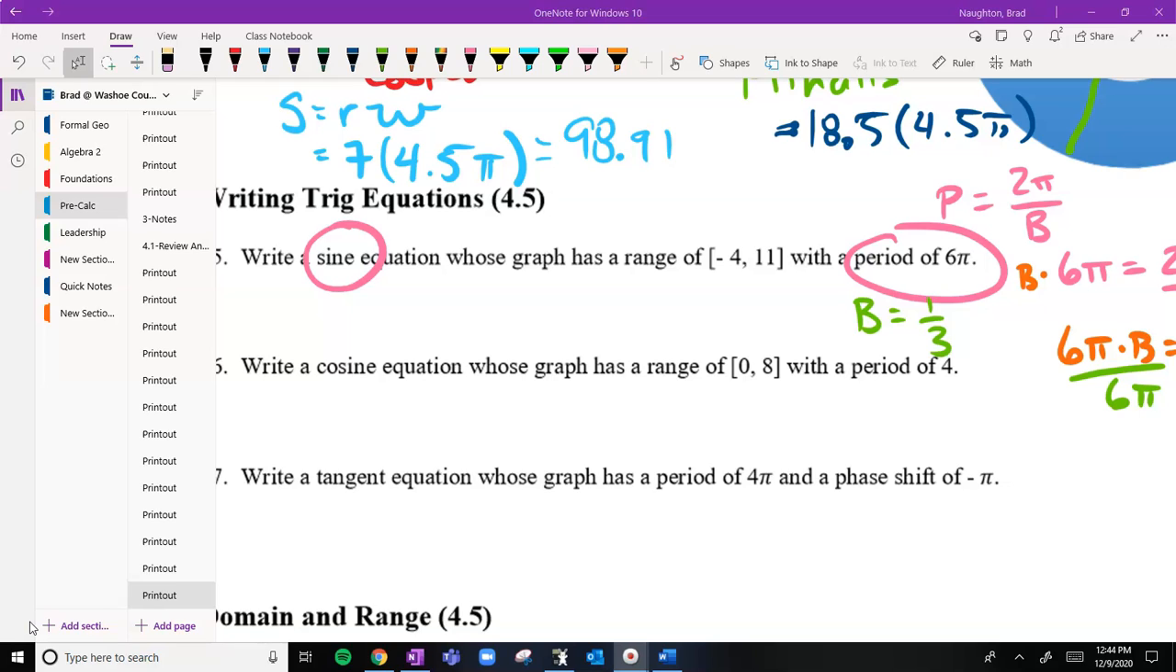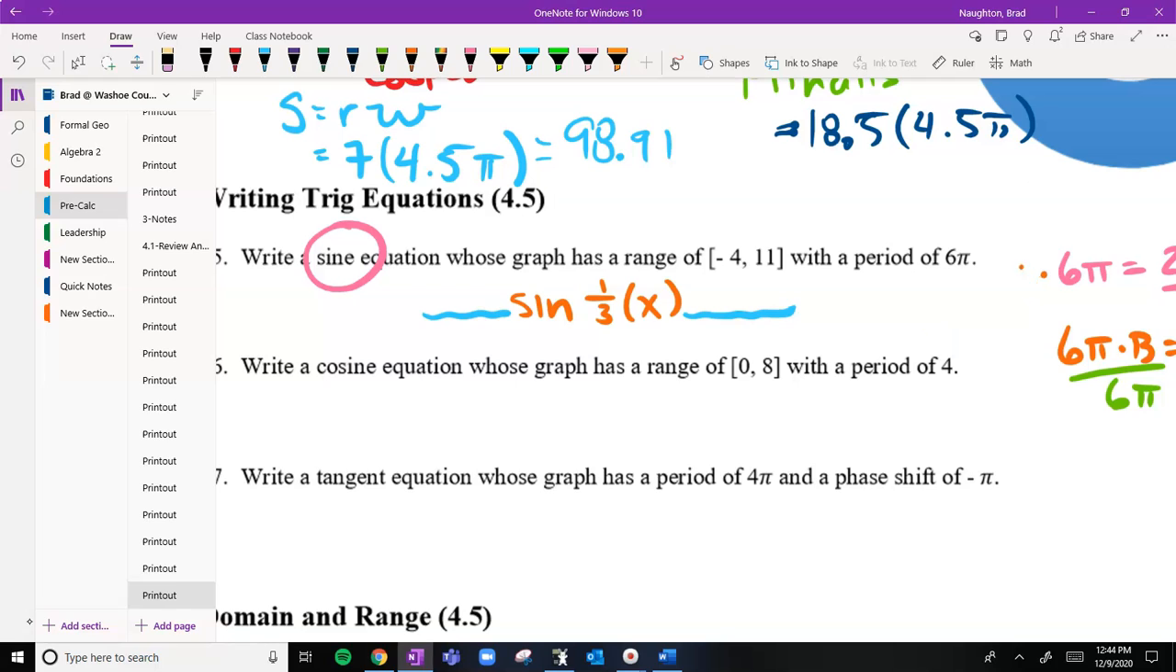All right, so I know that this is going to be 1/3 b. There's no phase shift. I don't see any phase shift. So I know that this is going to be sine of 1/3 x. But what I'm missing is the number that's going to go in front for my amplitude and what's going to go here for my range. So I'm going to erase this to give me some space here and find that.